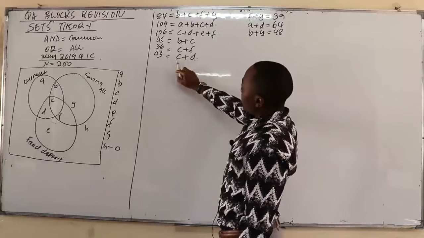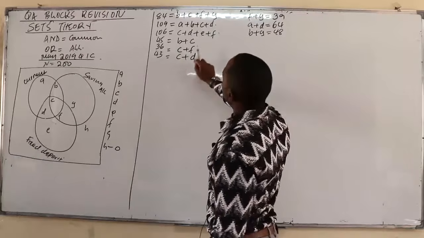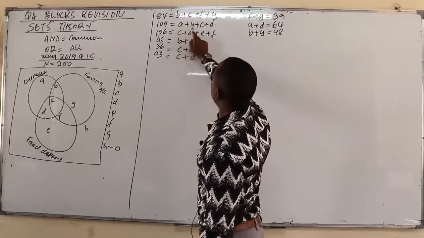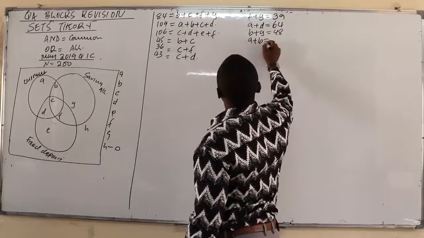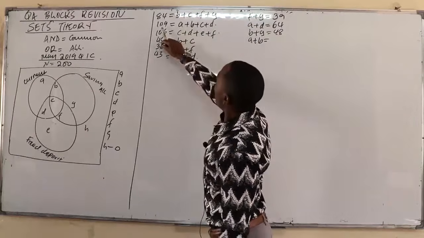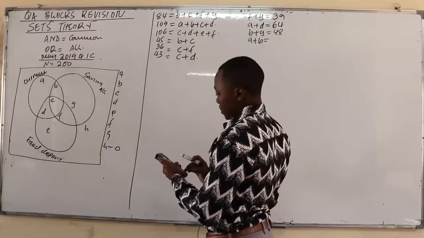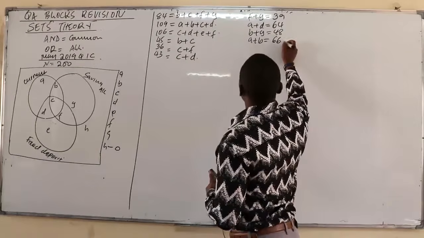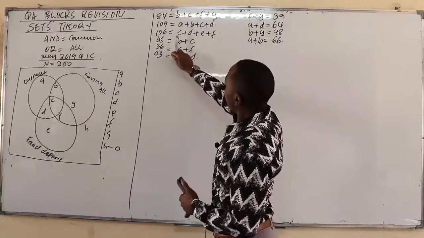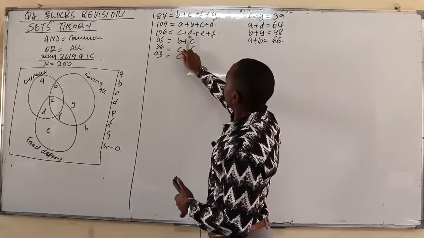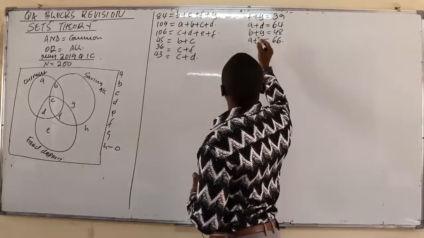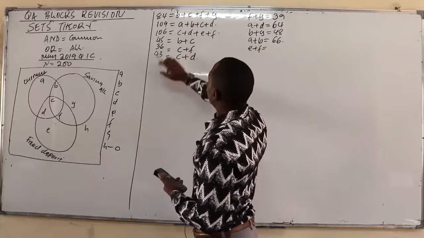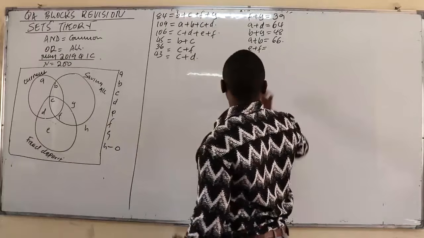Then the last equation we have is CD, which is equal to 43. If we have CD in the second equation, that means you can get A and B. A plus B will be 109 minus CD, which is 43, and that gives 66. Also CD in the third equation means you can get E and F, and to get E and F, it will be 106 minus 43, and you get 63.